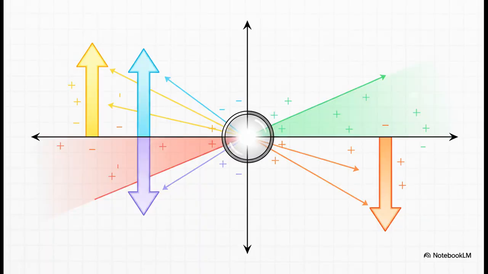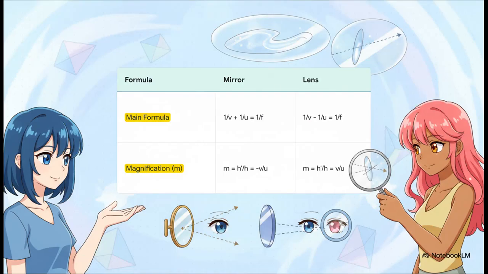To solve any problem correctly, you have to follow these rules. It's called the New Cartesian sign convention, but don't let the name scare you. Just think of it like a simple graph from math class. The center of the mirror or lens is the origin, (0, 0). Anything to the left is negative. Anything to the right is positive. Anything above is positive, and anything below is negative. That's it. Clear, Hannah?